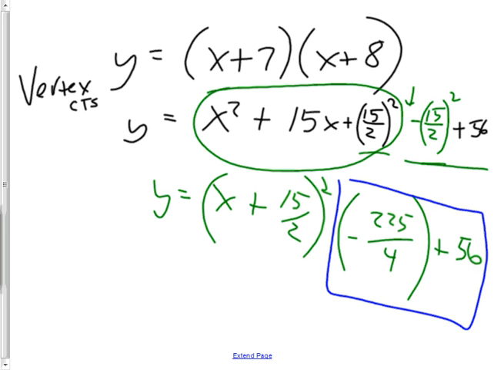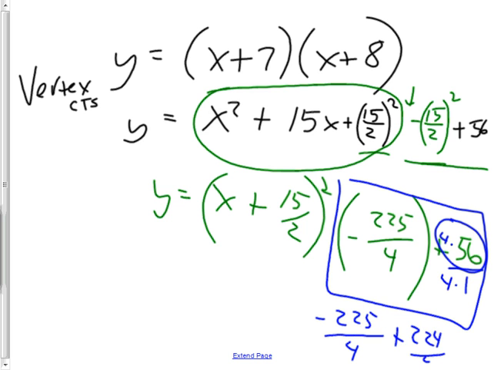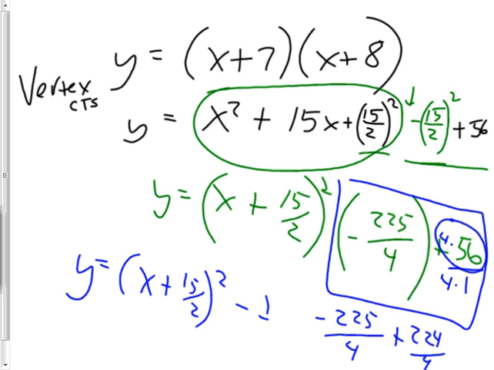All right, so anyway, the 56 could be made into fourths if you knew how to get a common denominator. What's a good denominator? Fourths. So I times this by 4 down here, and if I times that by 4, I got to times this by 4. All right, so 4 times 56, 4 times 50 is 200. 6 times 4 is 24, 224. This was negative 225 over 4 plus positive 224 over 4. Final answer is negative 1/4. Worked out pretty cool. X plus 15 halves squared minus 1/4.